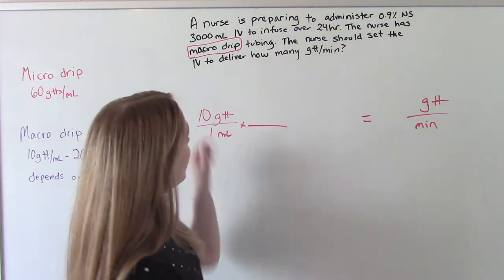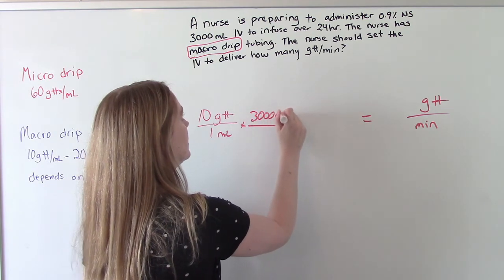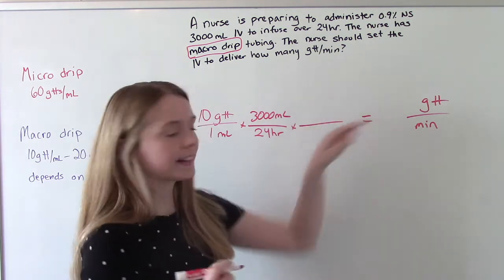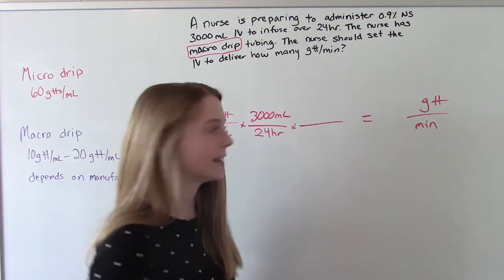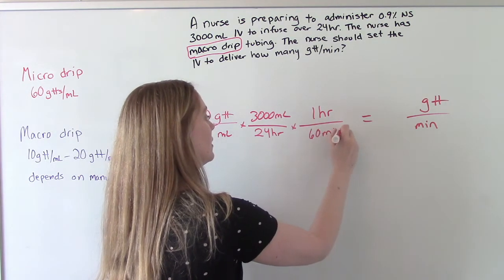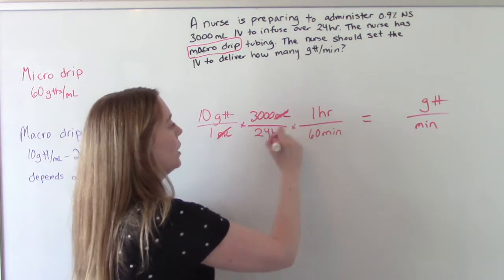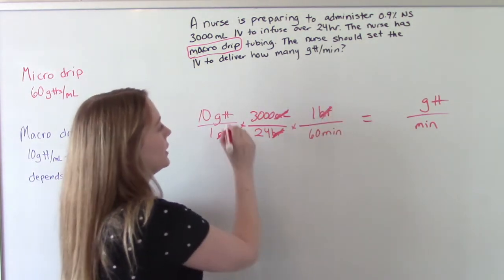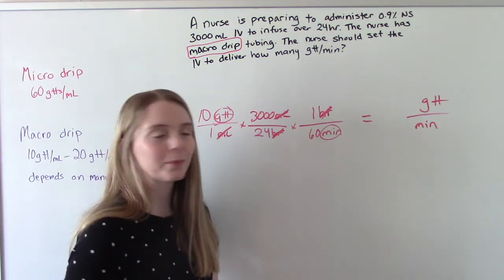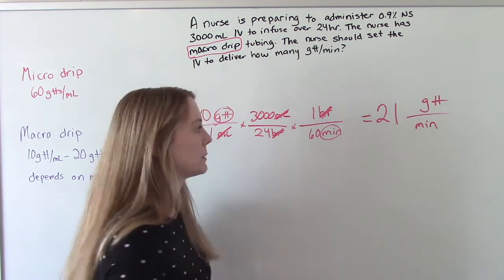What else do we know? We're going to give 3,000 mLs over 24 hours. And then finally, we need to convert hours to minutes. So now we can start canceling. We'll cancel out our mLs, we'll cancel out our hours, leaves us with drops per minute. Punch it in your calculator, do the math, and you get 21 drops per minute.